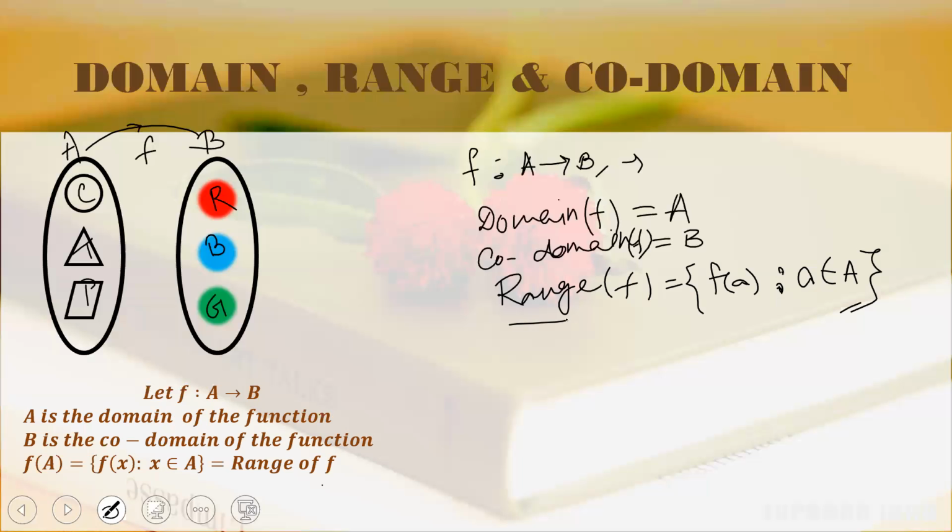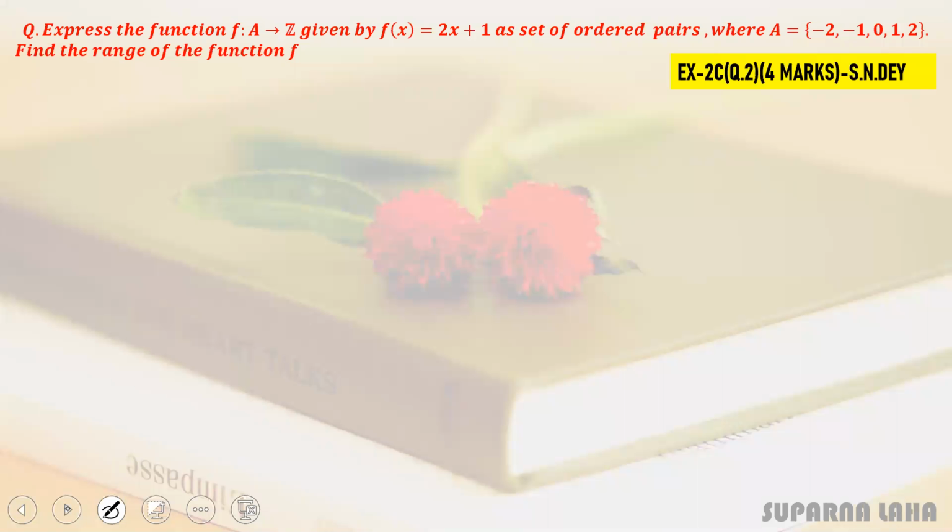So moving to this question part. Express the function from A to Z given by the function F of x is equal to 2x plus 1 as a set of ordered pairs, where A is the set of elements minus 2, minus 1, 0, 1, 2. So firstly find the elements of the function, that is the ordered pairs. So F of x is given as 2x plus 1.